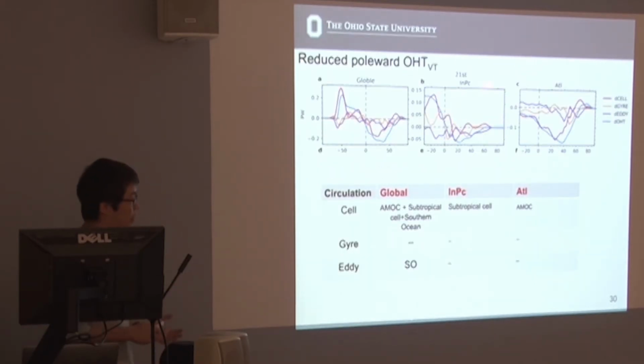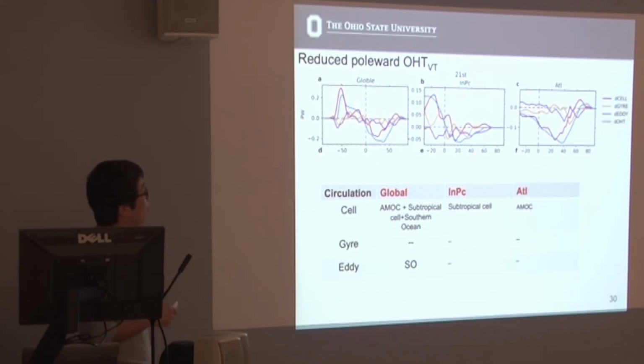So same idea. We also try to decompose the real poleward ocean heat transport, first into different basins, then into different circulation systems. For example, the red is the sail transport, the orange is the gyre, and the purple is the eddy. The sail is the overturning circulation in the ocean, the gyre is a large-scale horizontal circulation, and the eddy is very small-scale circulation.